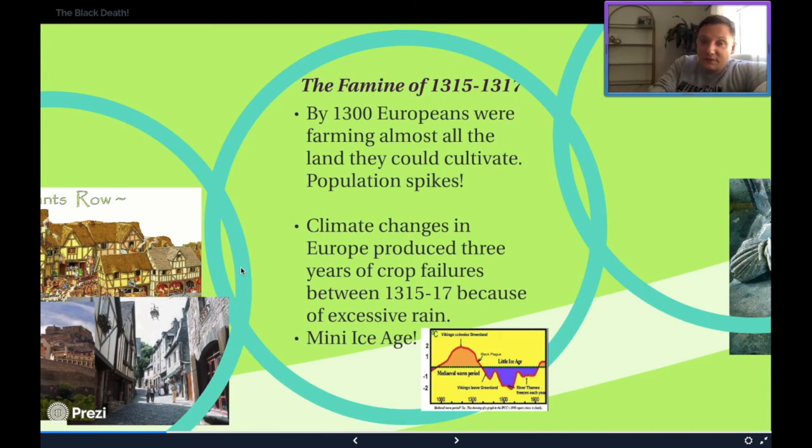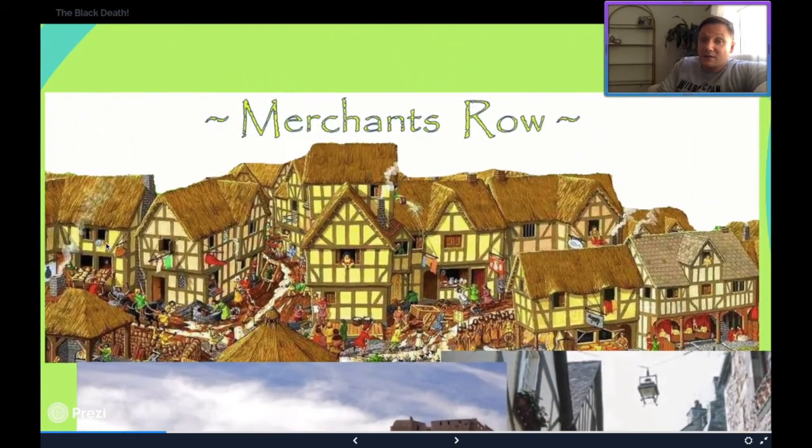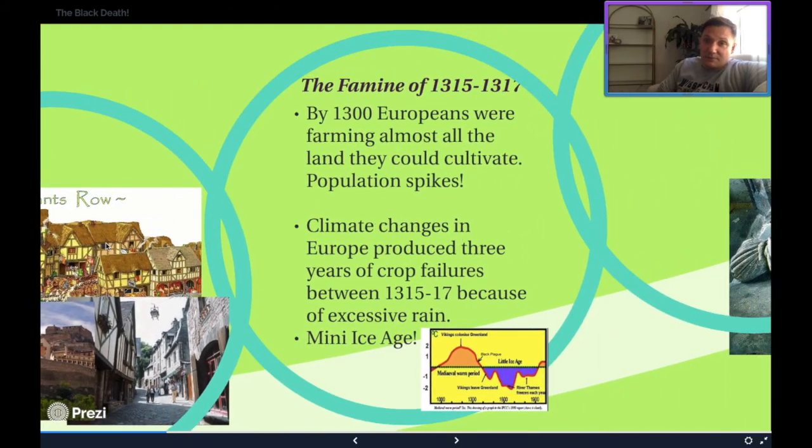So in 1315, you have to understand most Europeans were farming every scrap of land they could get their hands on, and this led to a population spike. Population is going to rise in the 1300s. You're going to see overcrowding in these cities because of that population explosion. Then, out of nowhere, the climate shifts.